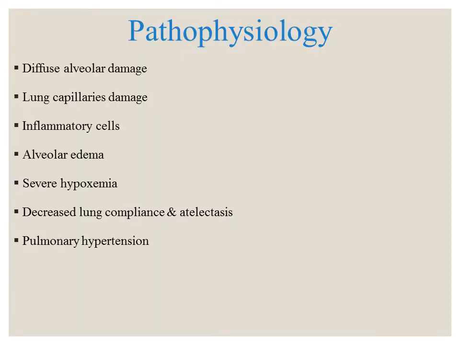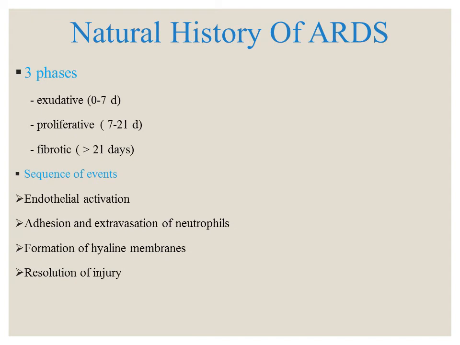Among the pathophysiology, there is diffuse alveolar damage, lung capillary damage, inflammatory cells, alveolar edema, severe hypoxemia, decreased lung compliance and atelectasis, and pulmonary hypertension. In the natural history of ARDS, there are three phases: the exudative phase, which lasts approximately 0 to 7 days, then the proliferative phase, which lasts 7 to 21 days, and the last stage, the fibrotic stage, which begins after 21 days.